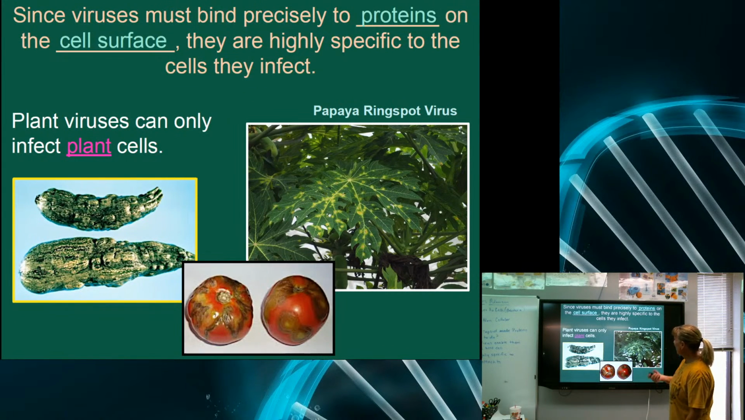Since viruses must bind precisely to proteins on the cell surface, they are very highly specific. Plant viruses can only infect plants. And it even gets more specific than that, like different viruses affect different types of plants. The leaves here have been infected by the papaya ring spot virus. These tomatoes here have been infected by a certain type of virus that infects tomatoes. And the same thing here with your zucchini.